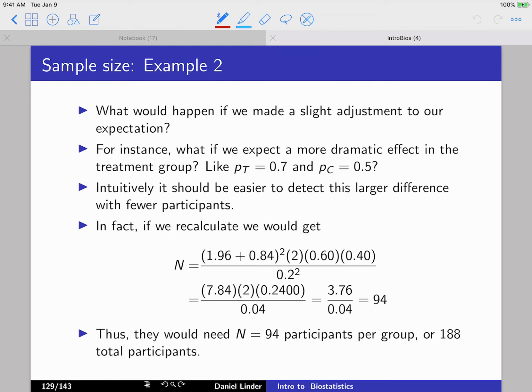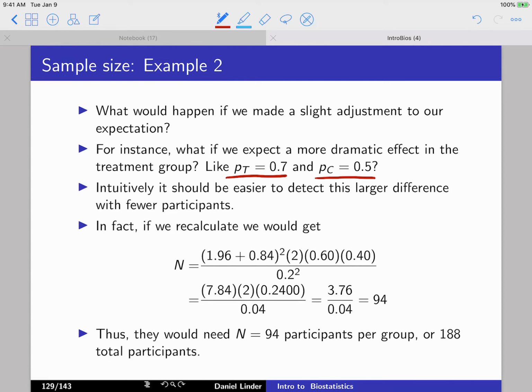All right, well, what would happen if we just made a slight adjustment to what we expect? So what if we thought that the drug was going to actually be more effective? So instead of, say, 60% of individuals surviving in the treatment group, what if it was more like 70% of individuals surviving in the treatment group and still maintaining a 50% survival in the control group? How's this going to change the calculation?